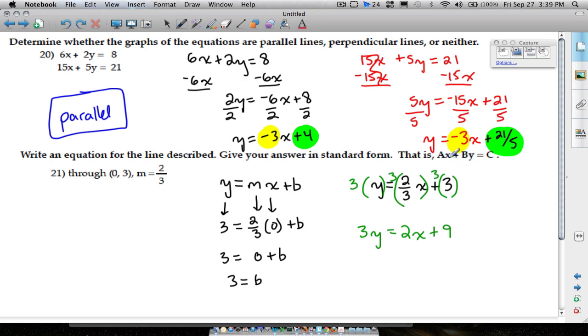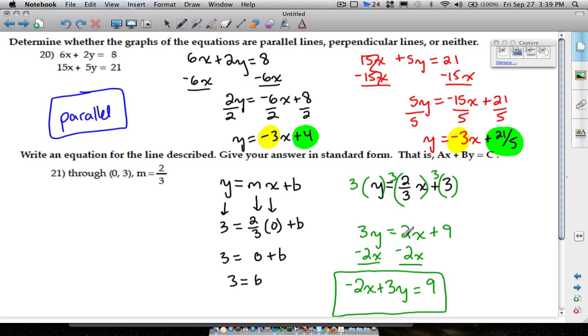What we want to do now is move the x term over there to the y. So we'll subtract 2x from both sides. Do not combine those though, but what we can say is negative 2x plus 3y is equal to 9.